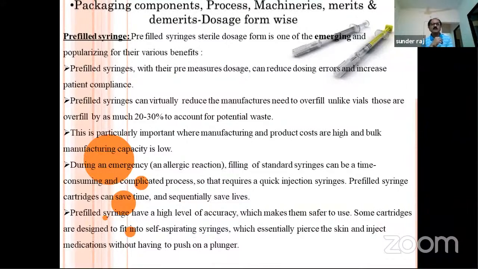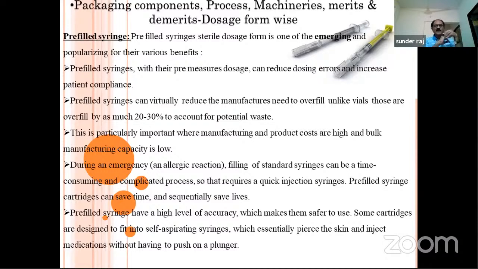Pre-filled syringes, with their pre-measured doses, can reduce dosing error. When drawing the dose from a multi-dose container, there may be errors, and the pre-filled syringe avoids errors in measuring the dose. Pre-filled syringes can also virtually remove the manufacturer's need to overfill, unlike vials, which are overfilled by as much as 20-30%. As I told you, filling is an automatic process, and there may be chances of error in the dosage while filling. The pre-filled syringe overcomes those errors.